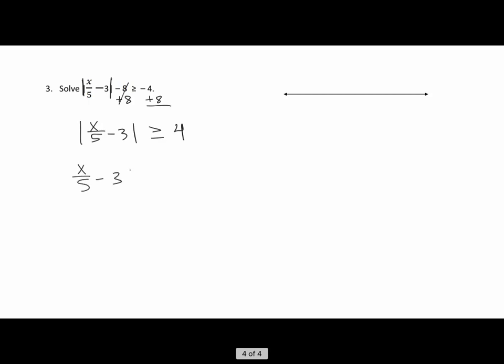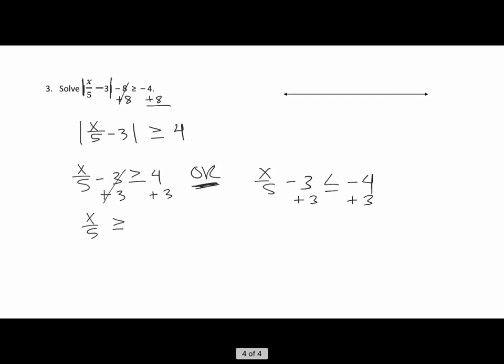So the distance is greater than or equal to 4 for that, or we can take what's inside and make that less than or equal to -4. Both of those have a distance greater than or equal to 4. So then we can solve the resulting inequalities. We're going to add 3 to both sides of the inequality symbol. So x over 5 is greater than or equal to 7, or x over 5 is less than or equal to -1.